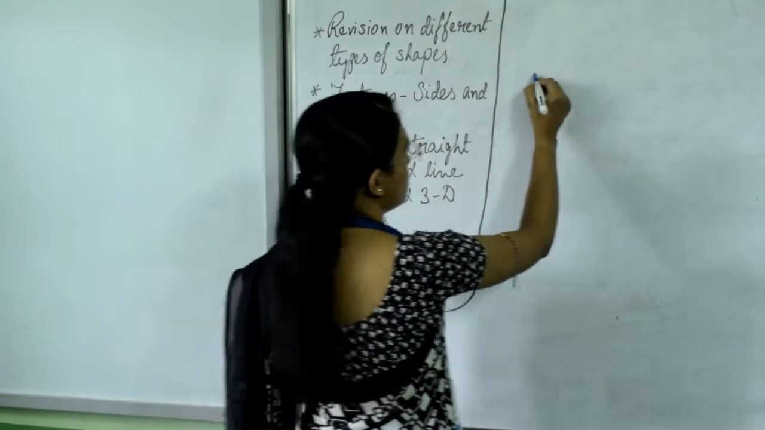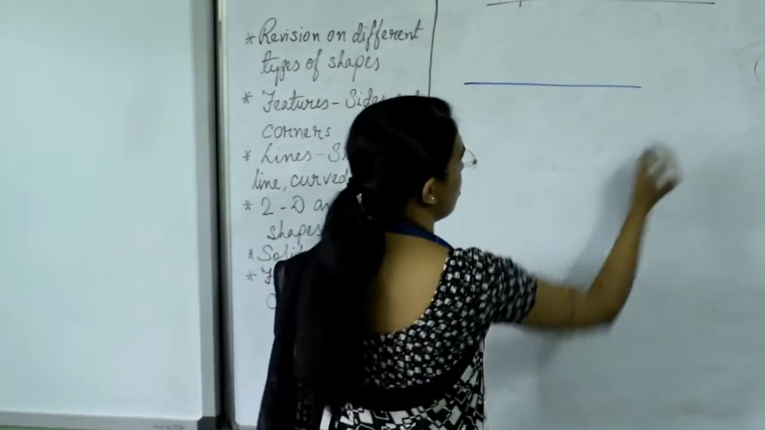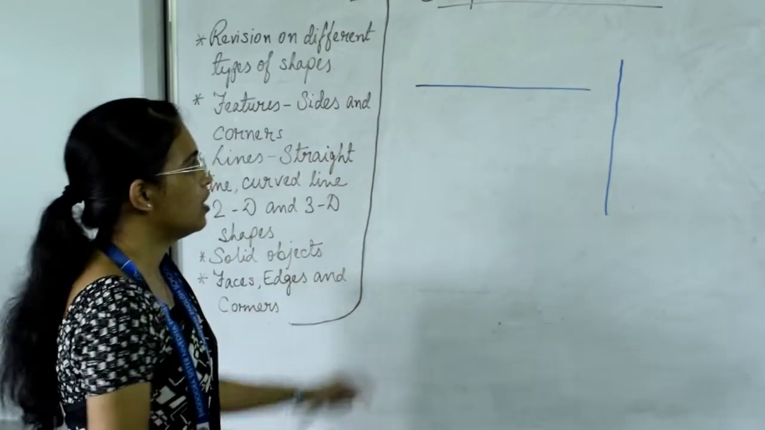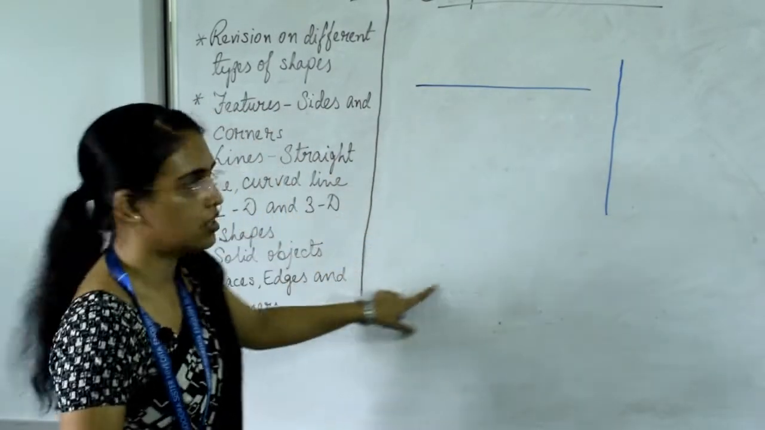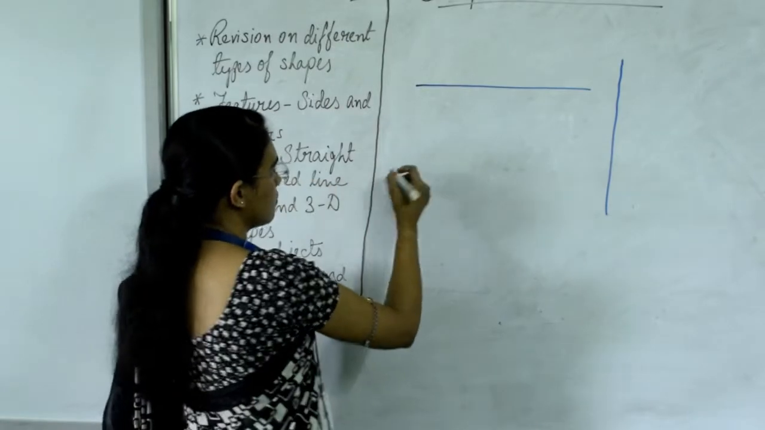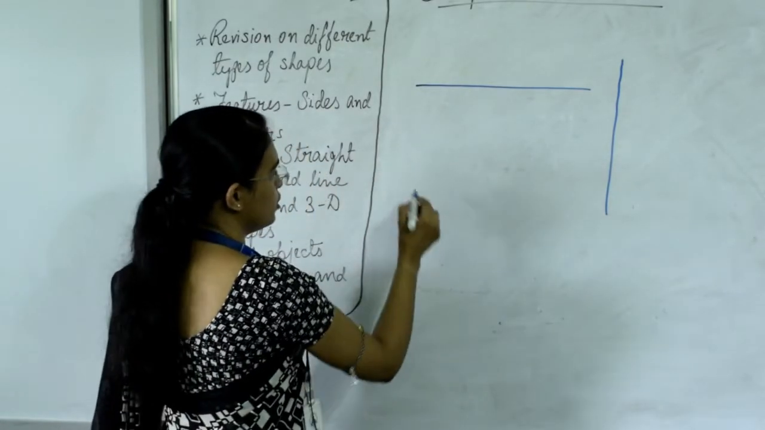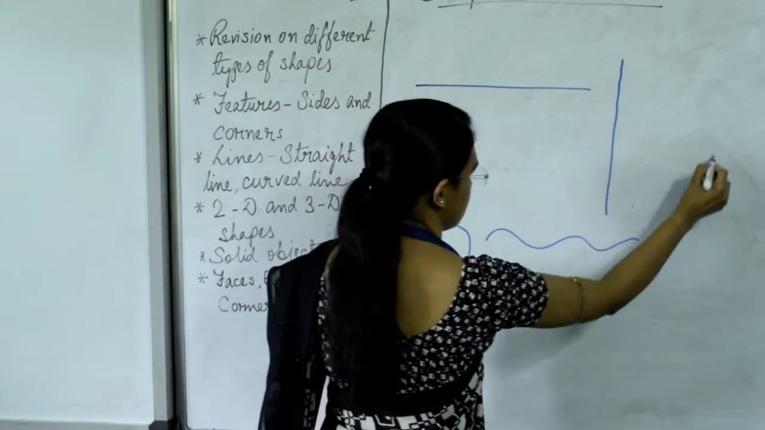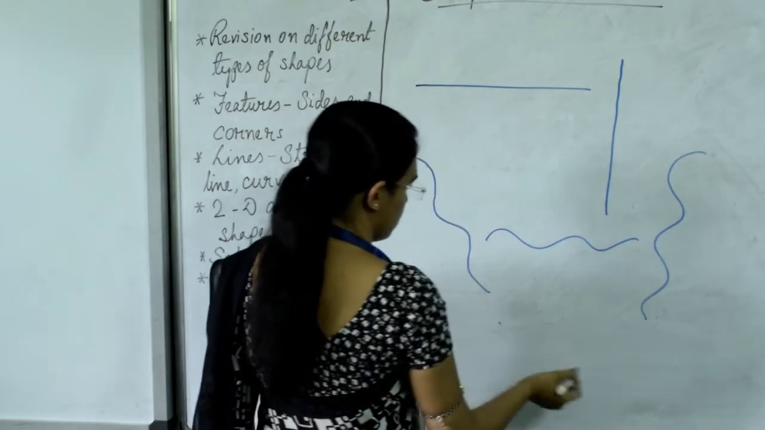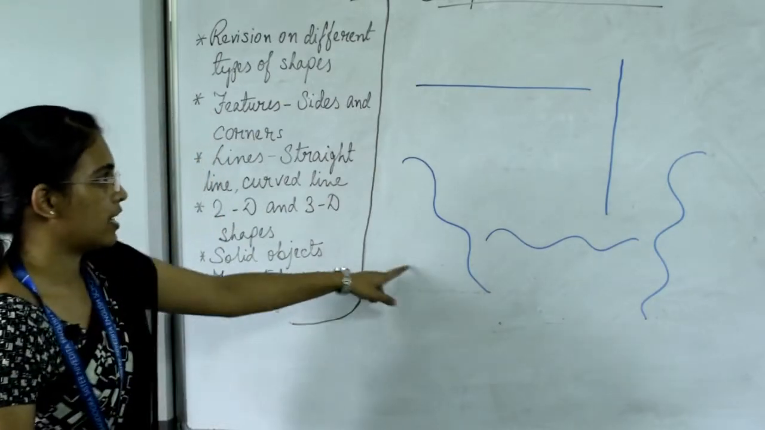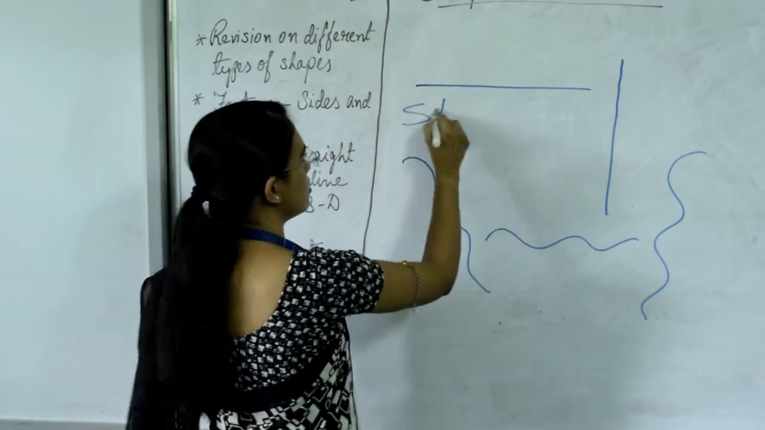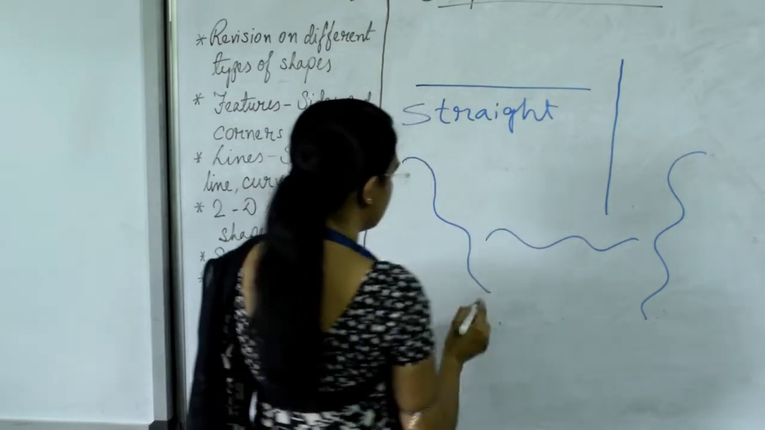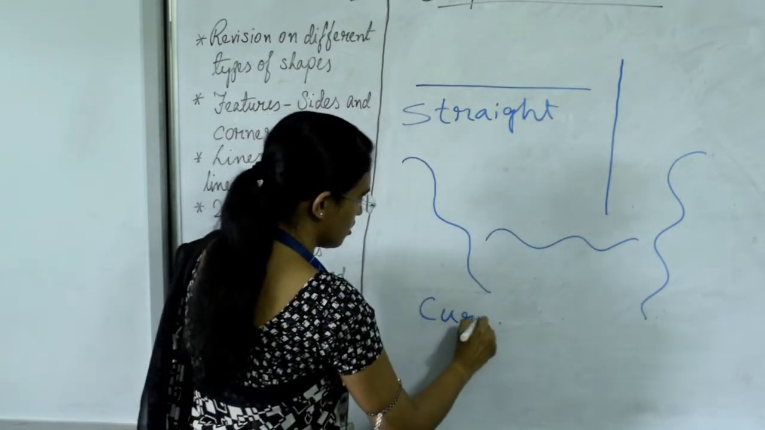So what are straight lines? These all are straight lines. Okay, straight line or standing line. Now, which ones are curved lines? Like this, or like this, or like this. Okay, these all are curved lines. These all are straight lines. Straight, and these all are curved lines.